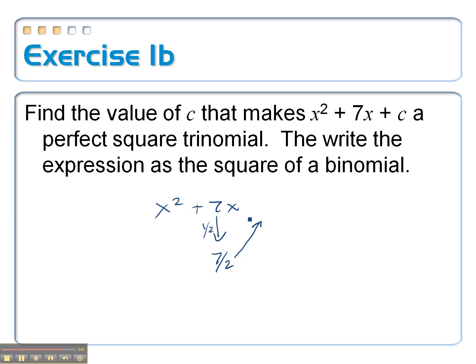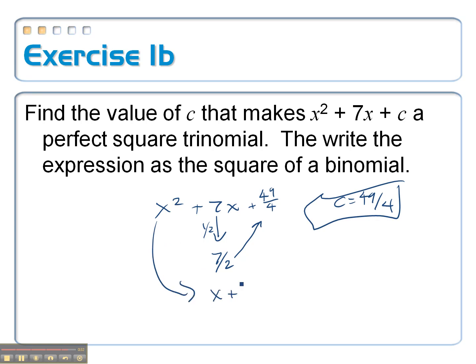And now I square that number. It's like squaring the top and squaring the bottom. So I have to add 49 over 4. So c is equal to 49 over 4. And whenever I go to write this as the square of a binomial, it's just x plus 7 halves, quantity squared.